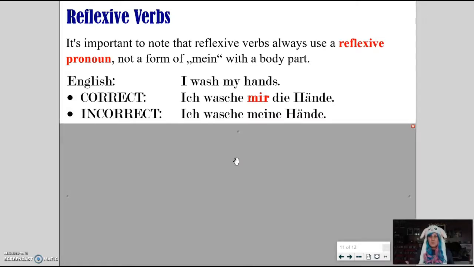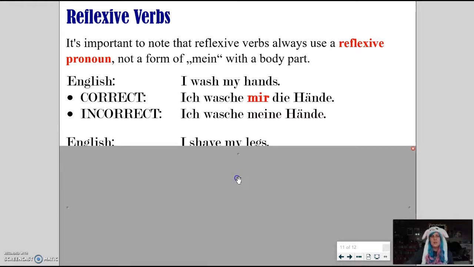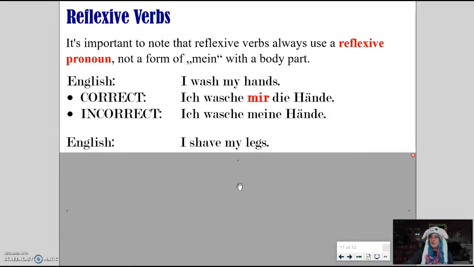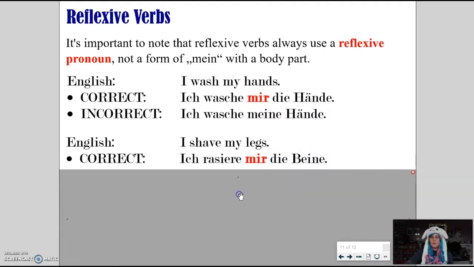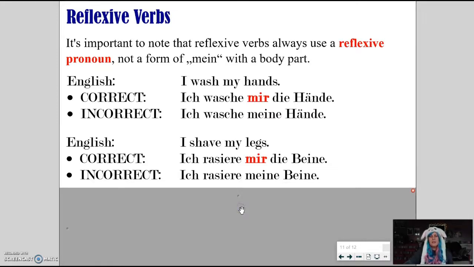A speaker of German would understand what you are saying. They would just know that your German grammar isn't perfect yet, that you're just learning. You can put the words together and it would make sense to them. It's just not grammatically correct. A second example, I shave my legs. The correct way to do this, because sich rasieren is a reflexive verb, ich rasiere mir die Beine. It's never correct to say, ich rasiere meine Beine.